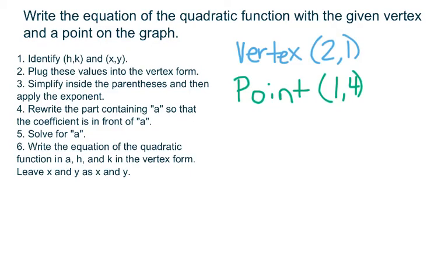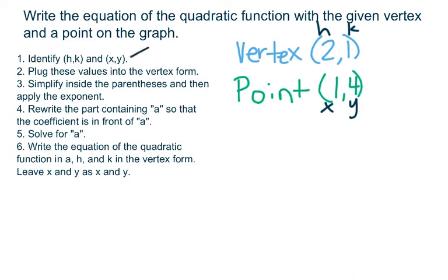Okay, so now we're going to look at writing the equation of a quadratic formula if you're given the vertex and a point on the graph. The instructions are at the left. You can write them down. You can pause the video if you need more time. But it's pretty easy. First thing we're going to do is identify h and k. Remember, h and k are the x and y value of your vertex. And then x and y are the point on the parabola.